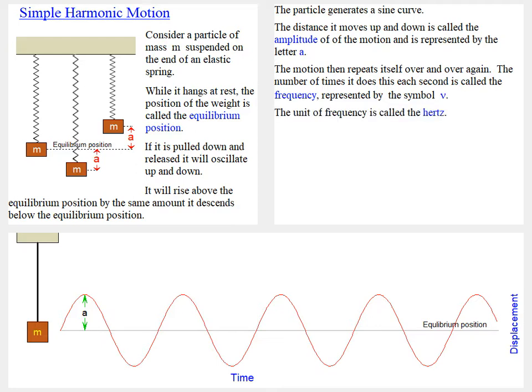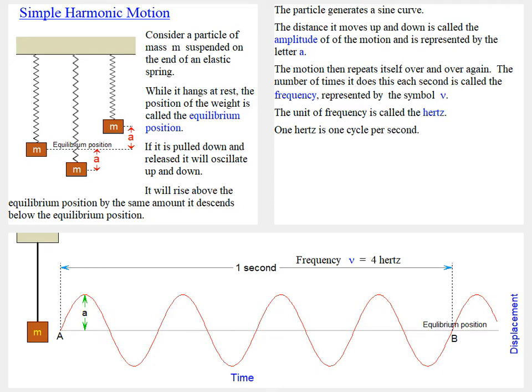The unit of frequency is called the hertz. 1 hertz is 1 cycle per second. If A and B are 2 points 1 second apart on the graph, then we can see there are 4 cycles between A and B, and so the frequency nu is equal to 4 hertz.